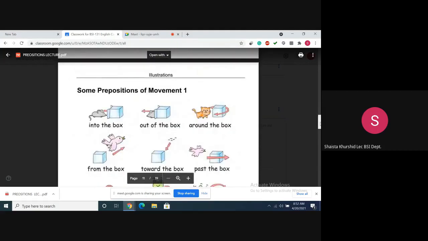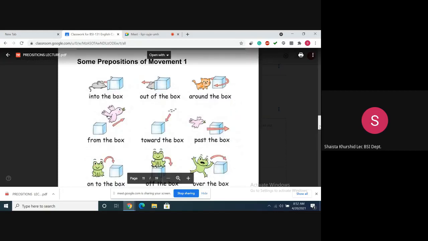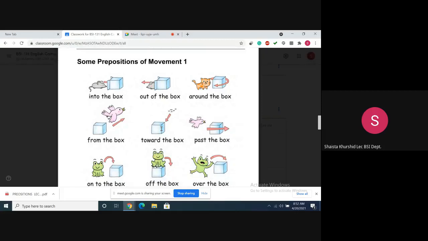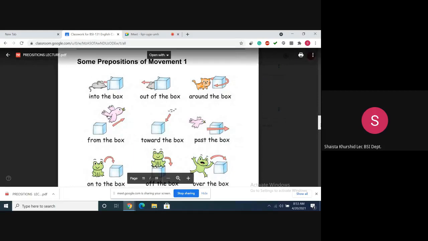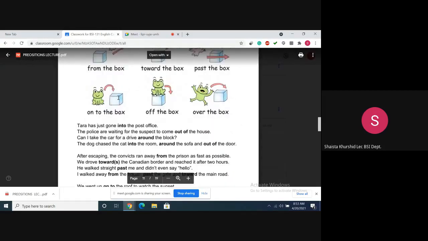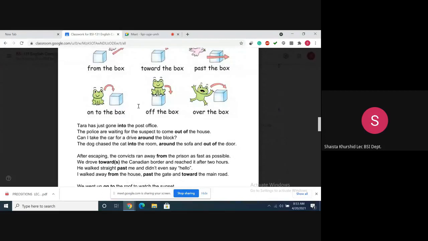Some prepositions of movement are into the box, out of the box, around the box, from the box, and towards the box. If somebody is coming towards the box, but you don't know whether he or she is going into the box or to the box, the direction is just towards. So we say toward the box, past the box, onto the box. The picture shows onto the box, not into the box, right?